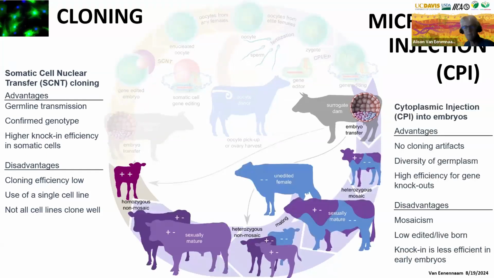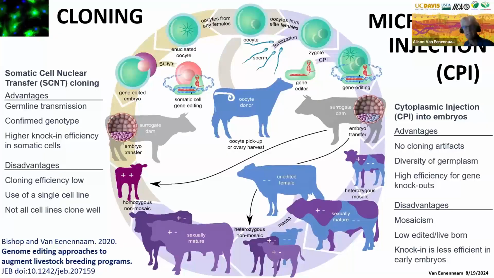But more typically, what we get is something called mosaicism, where we'll have some cells that have the edit and some cells that don't, because it wasn't introduced at that one cell stage. And then we'll need to breed through to get to our homozygous non-mosaic animal. And if you're interested in this, I've got citations for everything I talk about, and you can read more. These are really overview slides to give you a feel for what we're doing here.